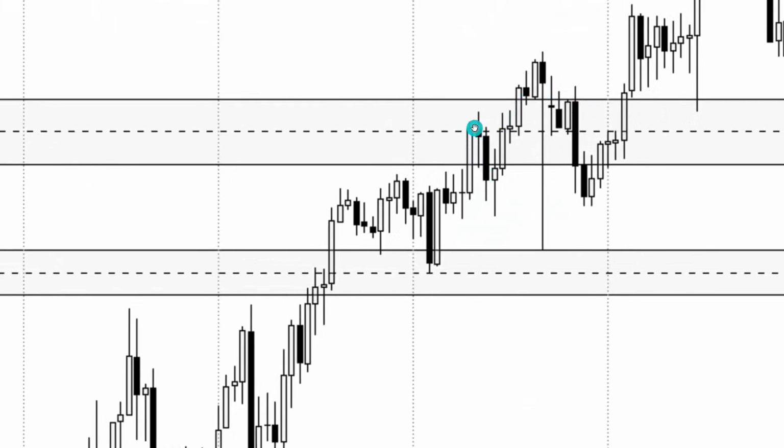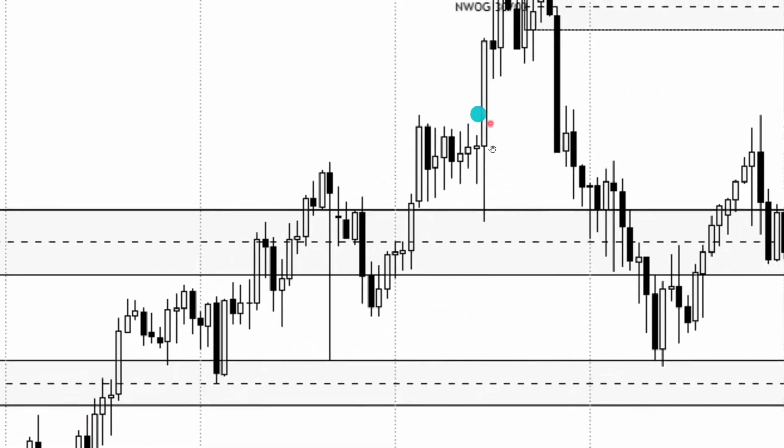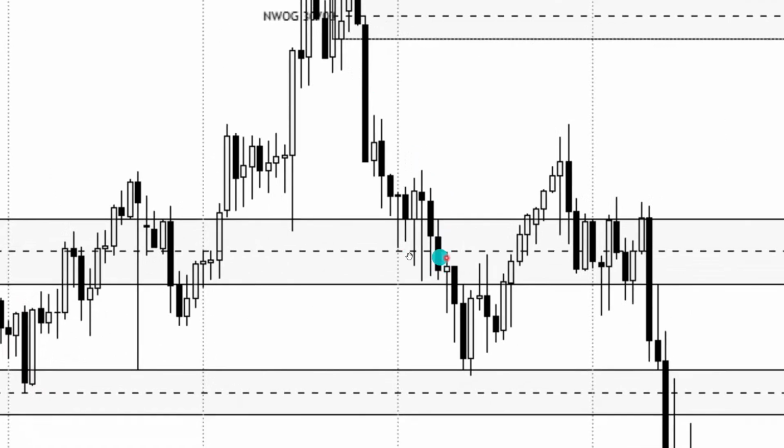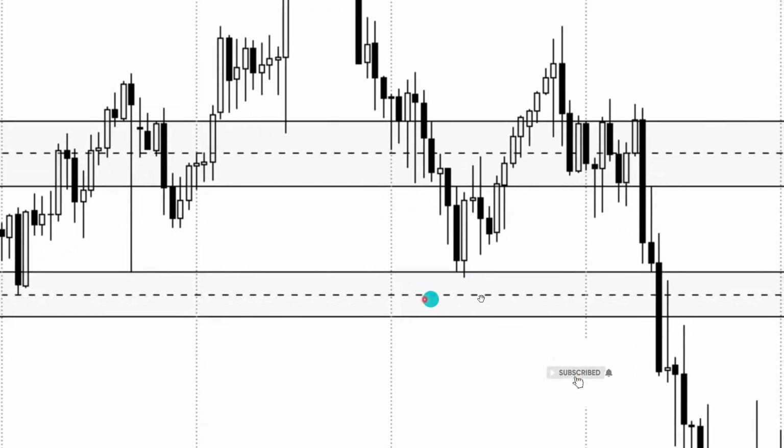You can see here again, price barely closed above the consequent encroachment and then gave it a second shot before rallying higher. Here again, you can see just a wick through, it did not close below the consequent encroachment. You can see how price rallied higher. Here again, you can see price closed below consequent encroachment and then found its way through the new week opening gap. Here, you can see it failed to close below and then it found strength.